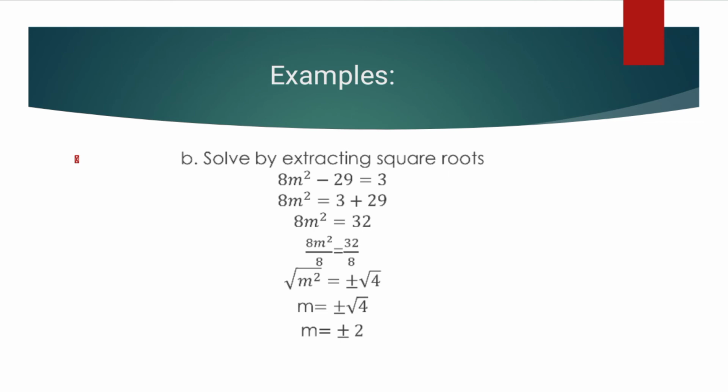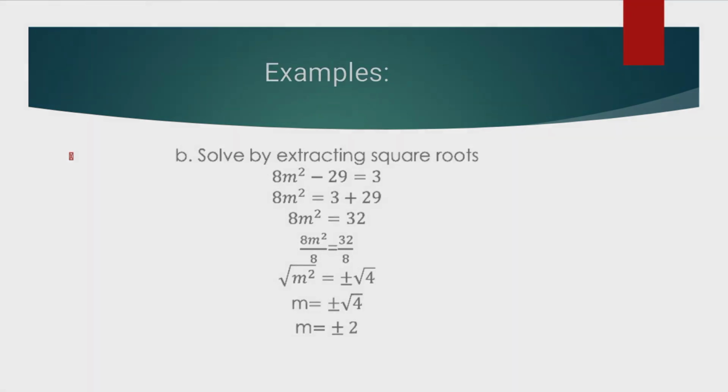Applying the square root principle, we have the square root of m squared equals positive or negative the square root of 4. m is equal to positive or negative the square root of 4. So therefore, m is equal to positive or negative 2.